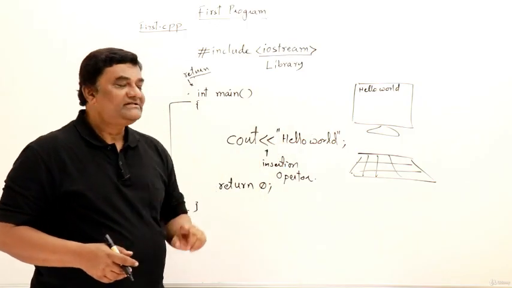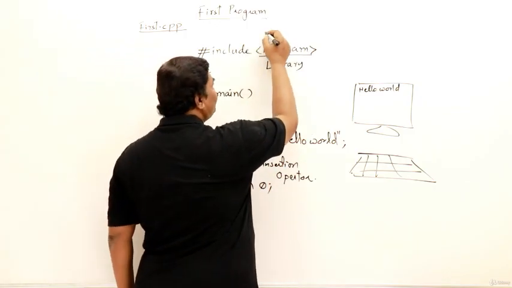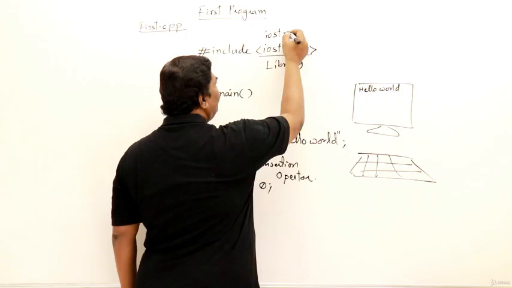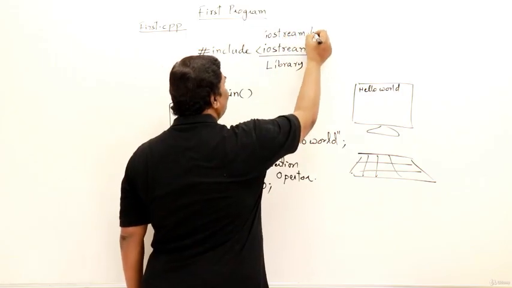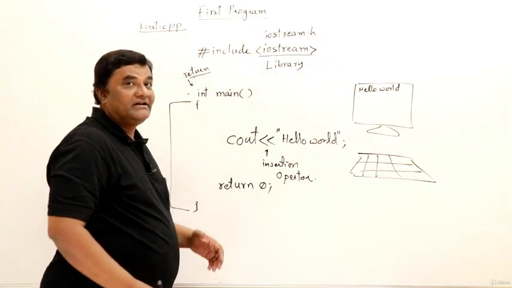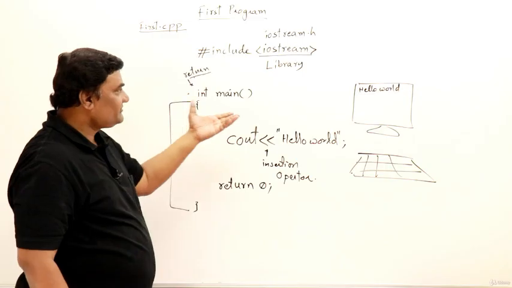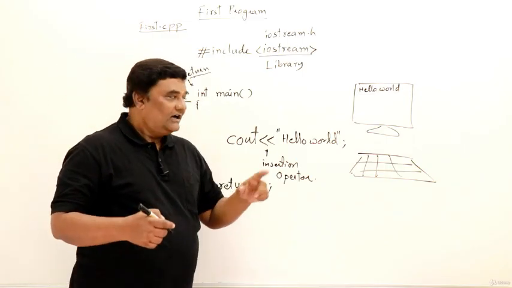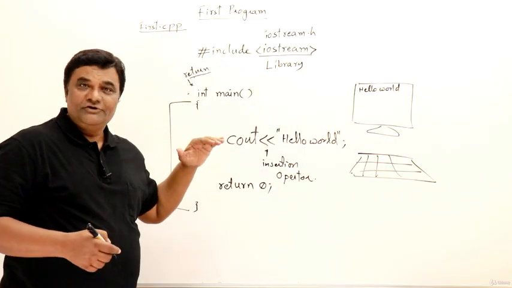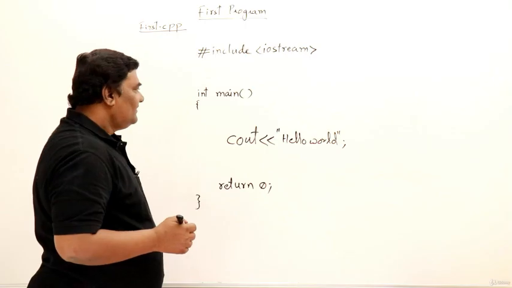In some compilers, you even have to write iostream.h, right? If this doesn't work in your compiler, then you write iostream.h, or else just iostream. Now I will remove these things and I'll explain a few more things about this one.